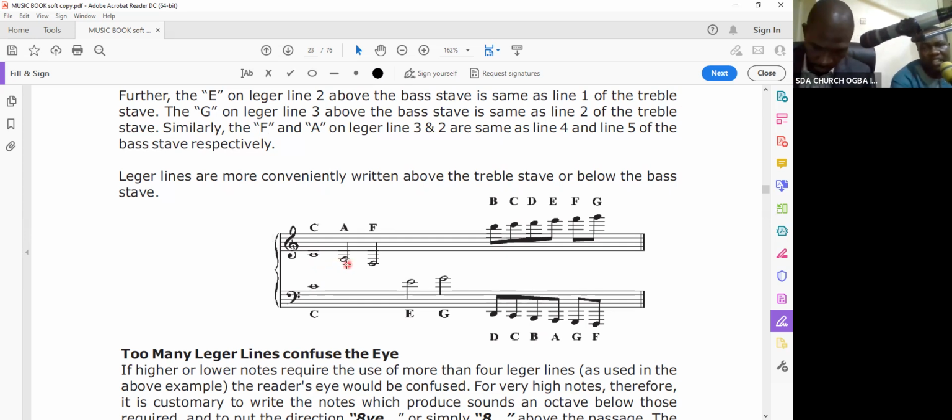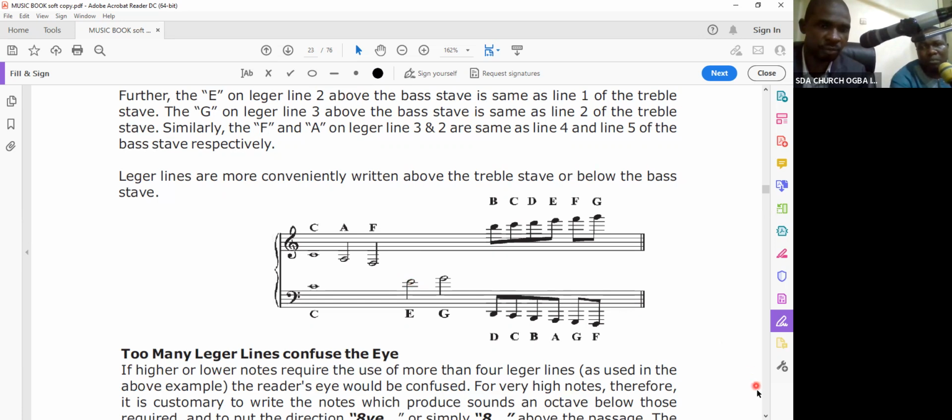But then this A we have here now, there are 2 ledger lines below the treble stave. It's actually the same thing as line 5 of the bass stave. And the E you have here, that is 2 ledger lines above the bass stave. It's actually line 1 of the treble stave.